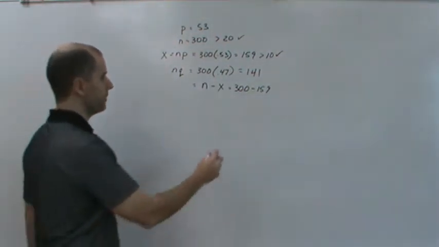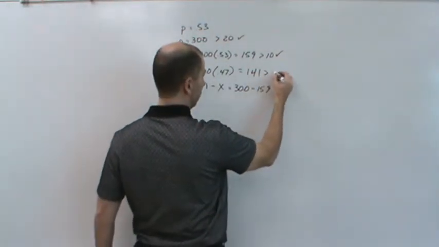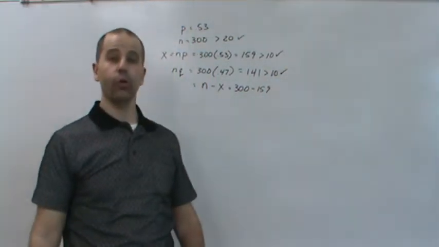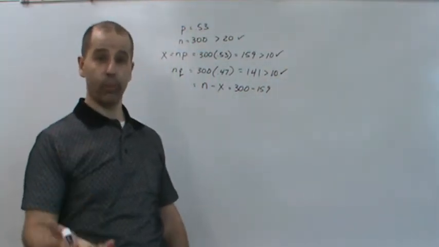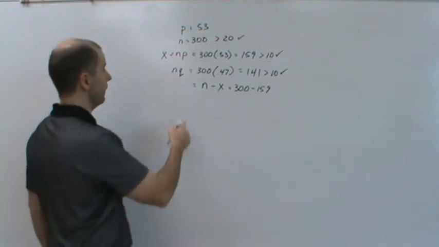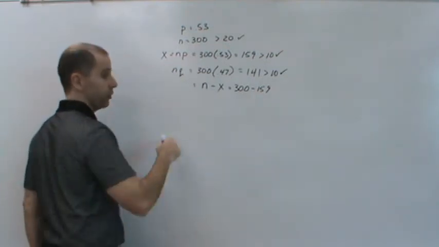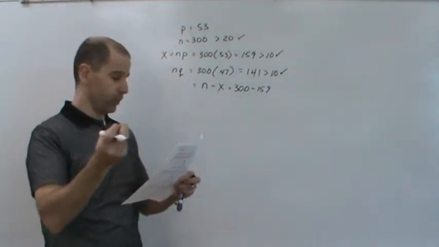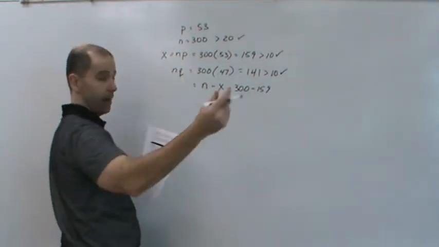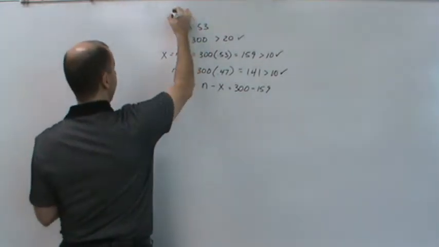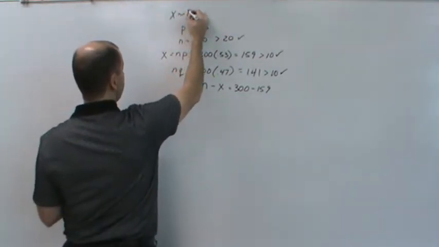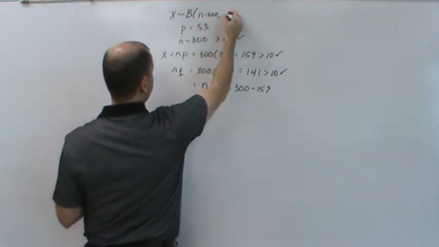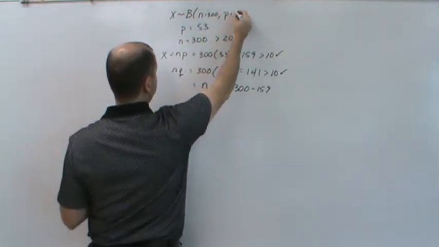Okay? Well, this is obviously also bigger than 10. So we've got all the conditions met. So this is a candidate for a normal approximation. So again, this is a binomial variable, right? So this does meet the conditions for a binomial experiment. So X we know is binomial with an N equal to 300 and P equal to 0.53.